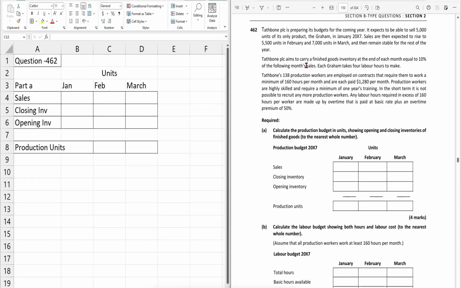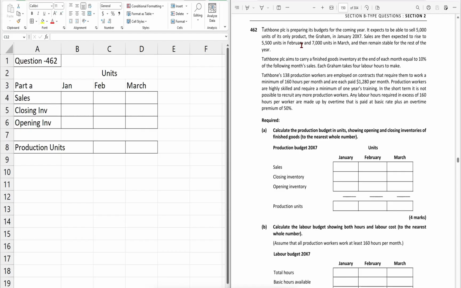Tathborne PLC aims to carry finished goods inventory at the end of each month equal to 10% of the following month's sales. So what does this mean? Company policy is to carry closing inventory, and that should be equal to 10% of the next month's sales. So if we are in January and we are planning to hold closing inventory, that should be 10% of the next month. Next month is Feb, and February sales is 5,500. So 10% of 5,500 should be closing inventory for the month of Jan.